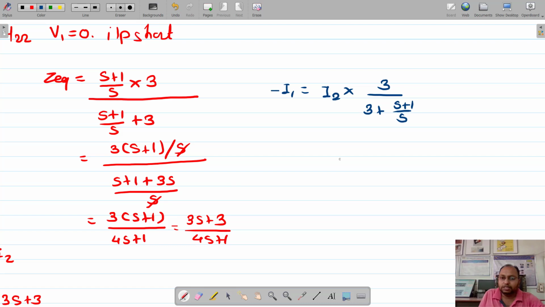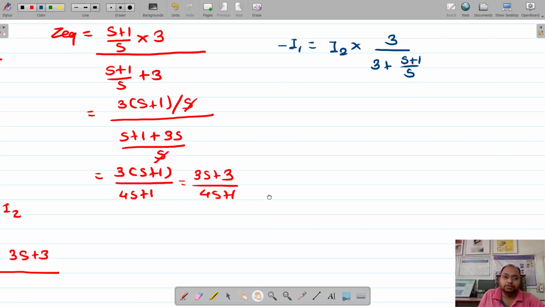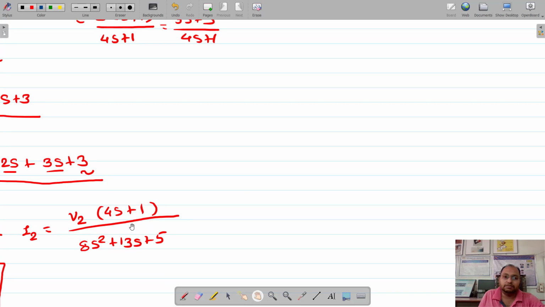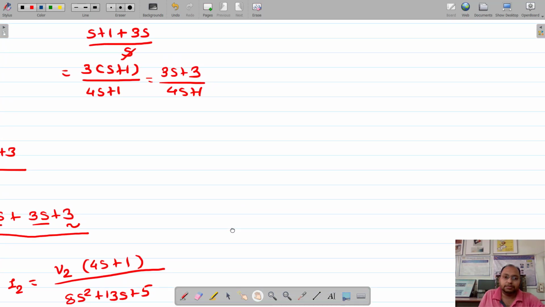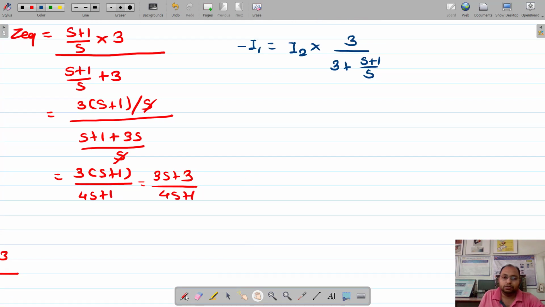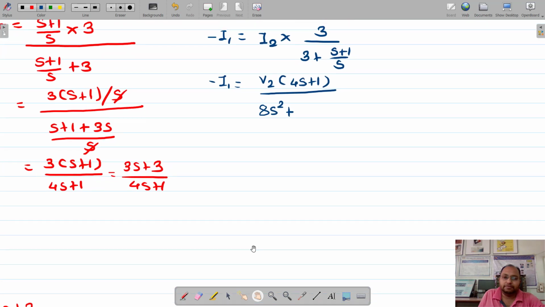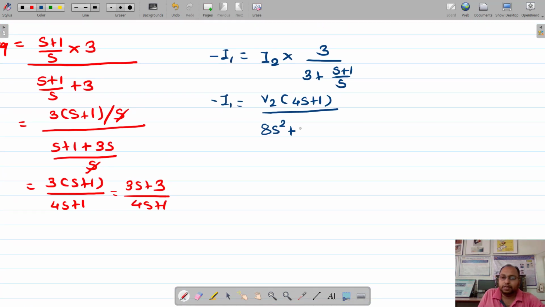Okay, now let us put this I2 over here. Okay, so we have found out I2. What is I2? I2 is nothing but this one, yes. Okay, fine. So minus I1 is equal to V2 into (4s plus 1) divided by (8s square plus, let me recall it, 13s plus 5), 13s plus 5, into this. Now let us do this.